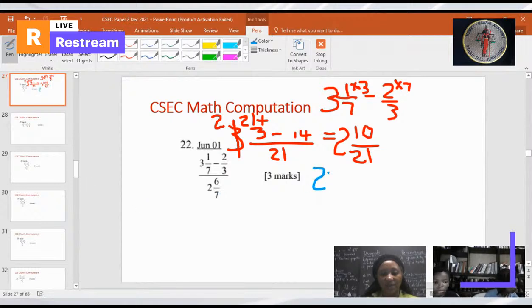So it's 2 and 10 over 21 divided by, remember this is the division. This line indicates division. Divided by 2 and 6 over 7. All right. Miss, so what do I do now? Miss, you would write it back and change the division sign to a multiplication sign.